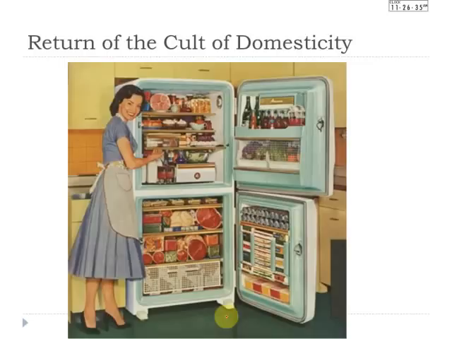So now that everyone's happy, people have jobs, you have houses, you see the return of the cult of domesticity.